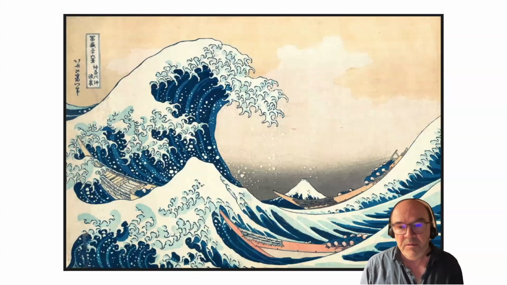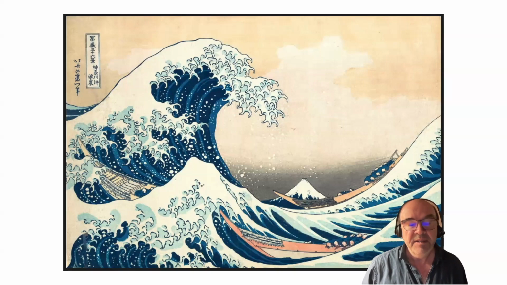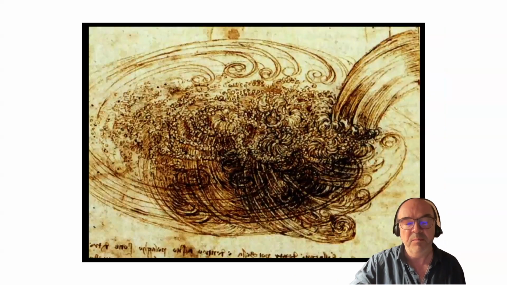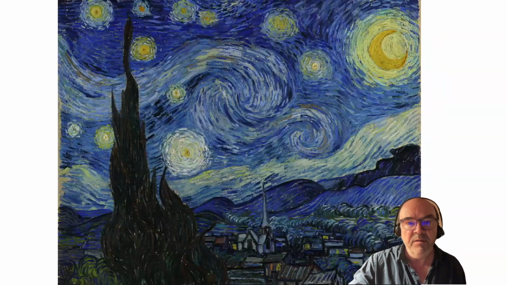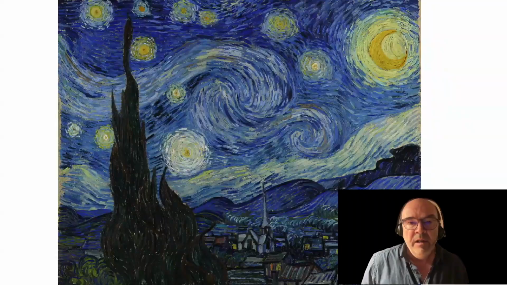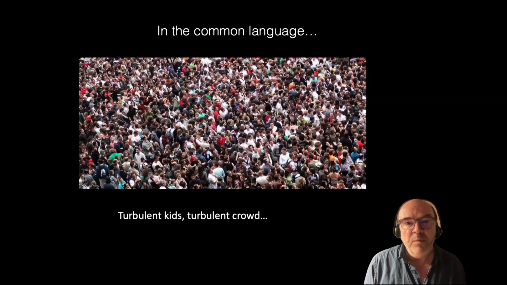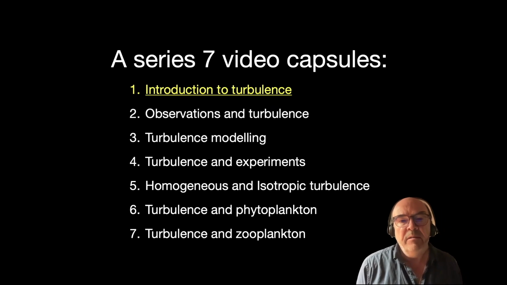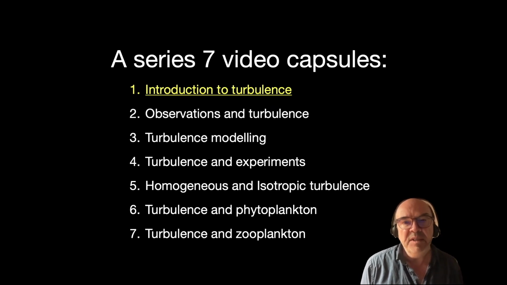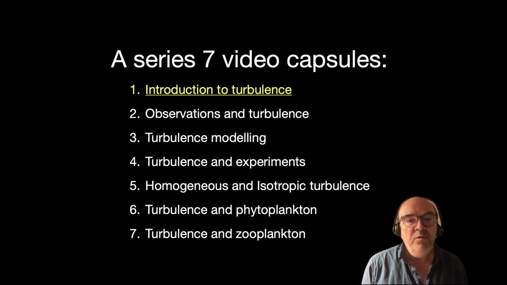So turbulence is known from art. Here I showed some examples from the art, like this one from Da Vinci. Also, you have this painting by Van Gogh. It's also known in the common language for turbulent kids or for turbulent crowds. This short video belongs to a series of 7 video capsules that will be recorded. And you have here the different topics. So here it will be the first topic about introduction to turbulence.